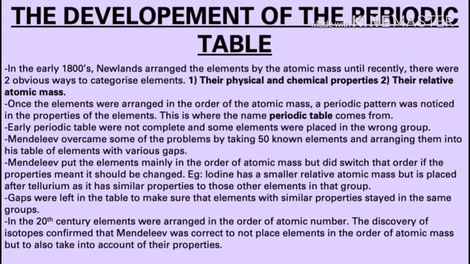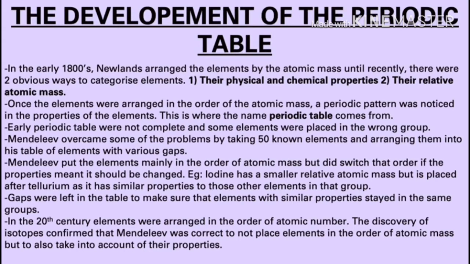Mendeleev put the elements mainly in the order of atomic mass, but did change that order if the properties meant it should be changed. For example, iodine has a smaller relative atomic mass, but is placed after tellurium as it has similar properties to those other elements in that group. Gaps were left in the table to make sure that elements with similar properties stayed in the same group.